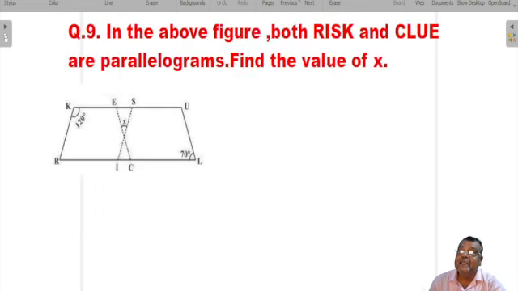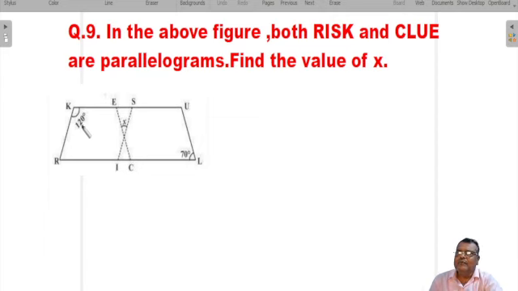Let us see the next one. In the above figure, both RISK and CLUE are parallelograms. You have to find the measure of this x.